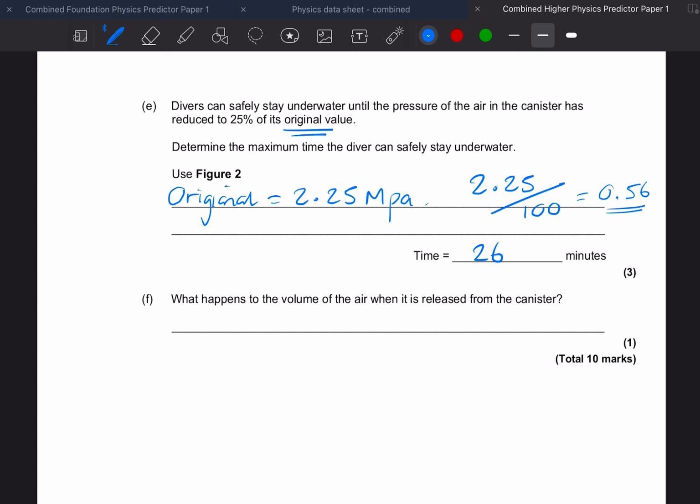And the very last part of the very last question, what happens to the volume of air when it is released from the canister? So this is just a question about what happens to gases. And gases, remember, they spread out to fill their container. So the volume of the air would increase. It's going in the air. The atmosphere is a much bigger container than the tank, so it's going to spread out.